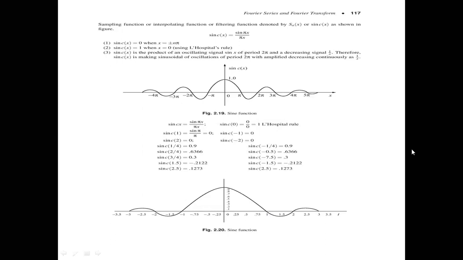Understood, my dear students? Taking the values of x equal to 1, 2, 3, 4 and so on, and the in-between values also, it gradually decreases. 1 is 0, 2 is 0, 3 is 0, minus 1, minus 2, minus 3, minus 4 are 0 values. In between you can find the values at 1 by 4, 2 by 4, 3 by 4 and so on. It gradually decreases, and at 1 it goes to 0, and gradually again it decreases and increases, again goes to 0 and so on.